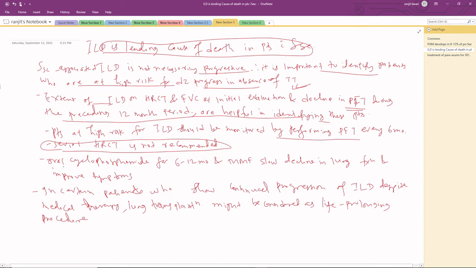Oral cyclophosphamide for 6 to 12 months and mycophenolate mofetil slowed decline in lung function and improved symptoms. In certain patients who show continued progression of ILD despite medical therapy, lung transplantation might be considered as a life prolonging procedure.